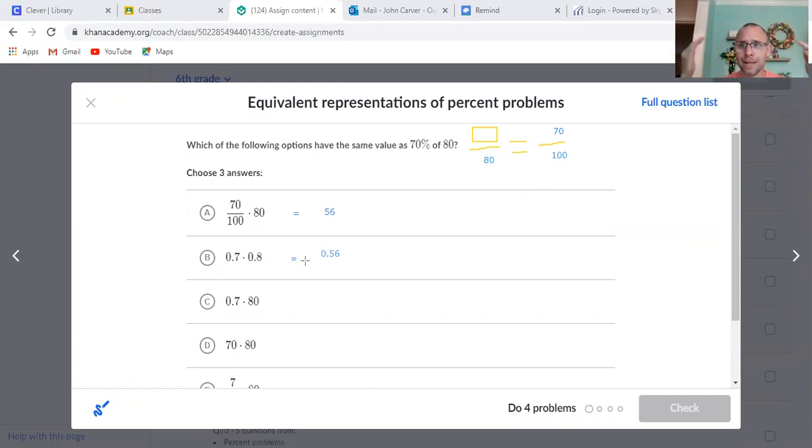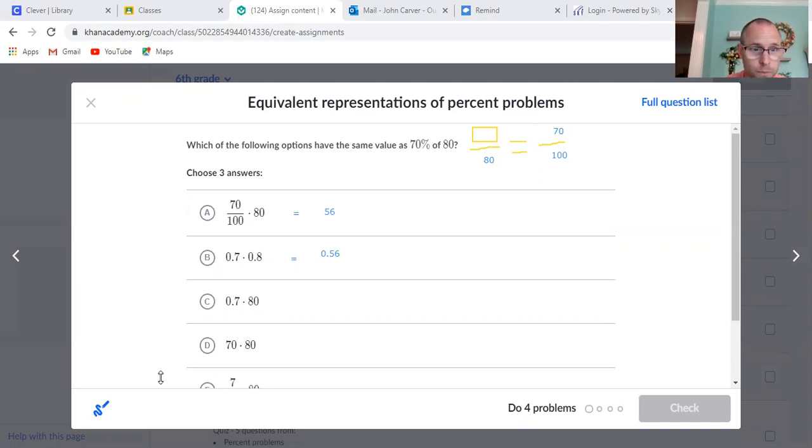Cross, multiply, divide, right? All right, so let me clear this calculator. You can do it by hand if you want, but I'm not going to do that. I'm just going to clear my calculator, and I'm going to do 80 times 70. You should be able to do that in your head. 8 times 7 is 56. Add 2 zeros, 5,600. Then divide by the other number, divided by 100.